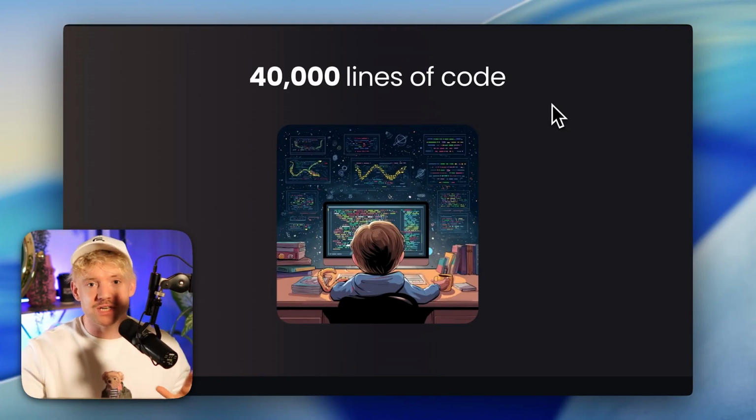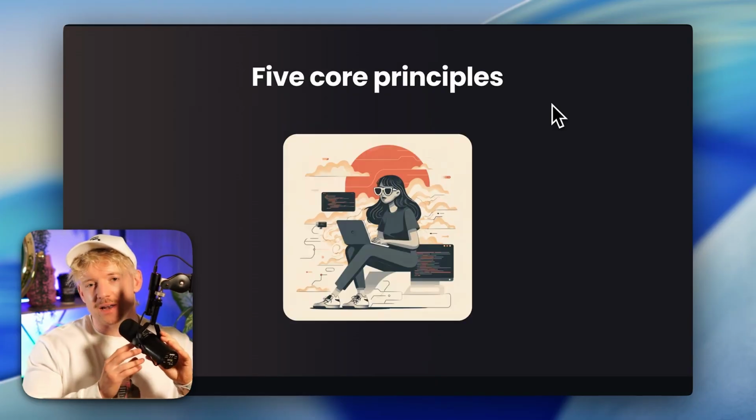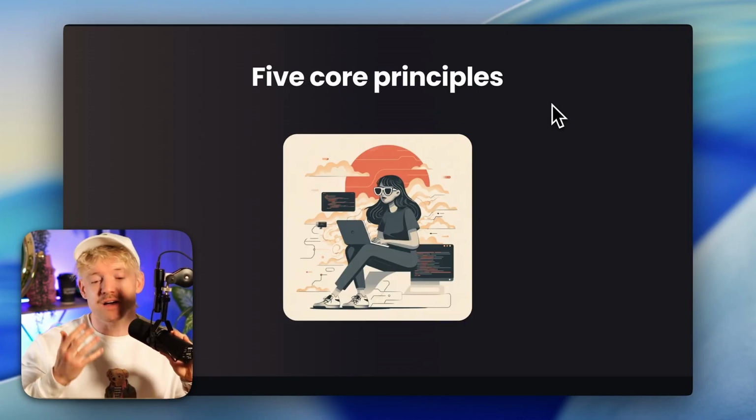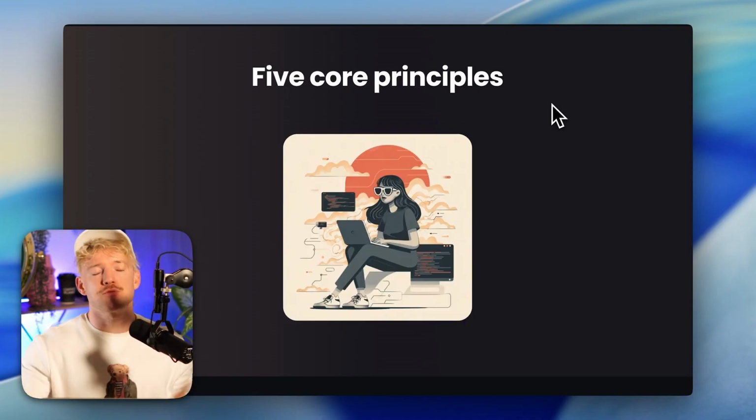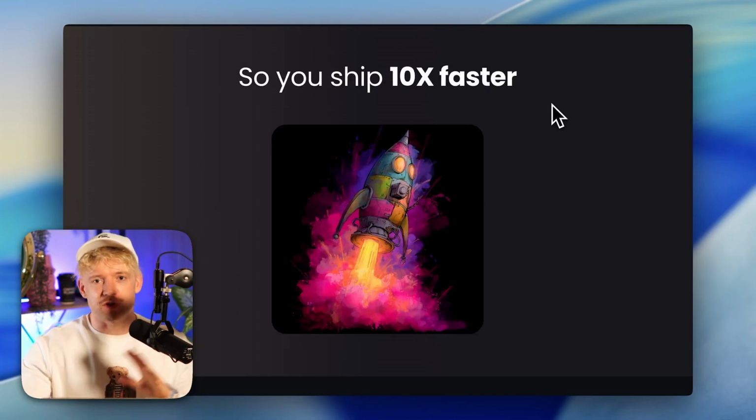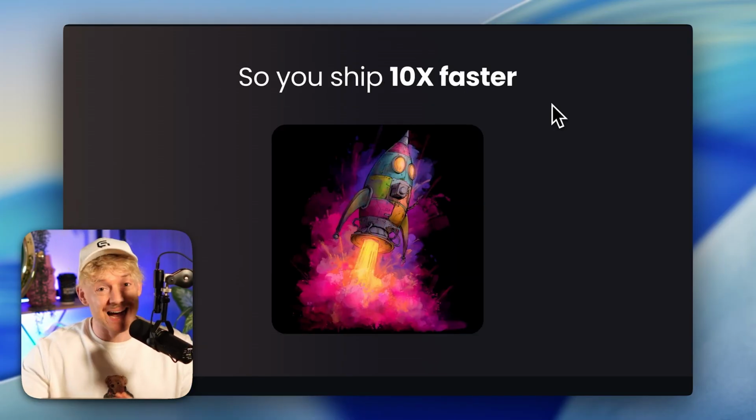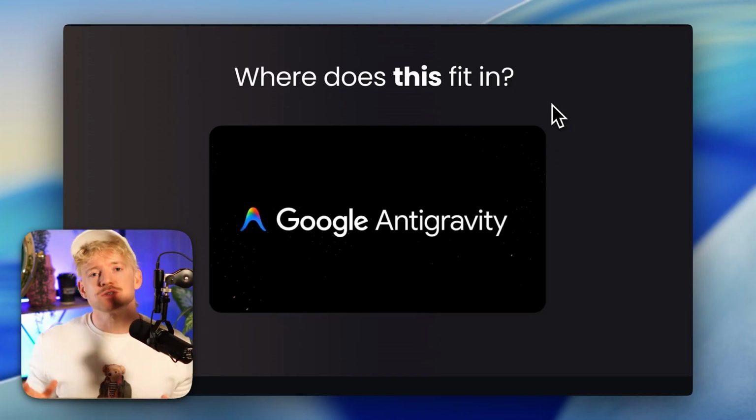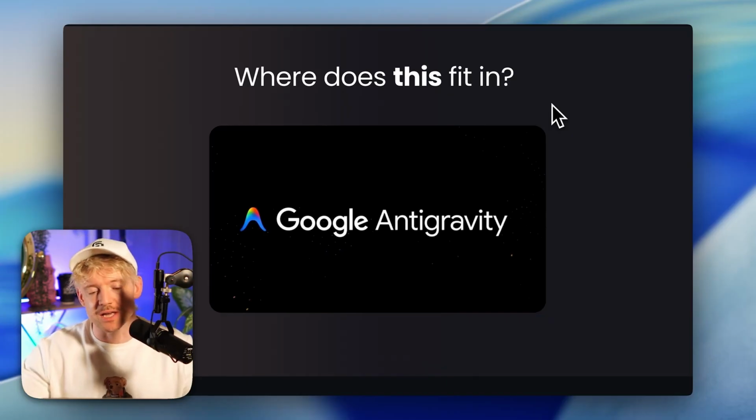So you can tell he's using it all the time, and the things he has to say are super insightful. And what he shared can really be distilled down to 5 core principles that will improve the way that you use any kind of AI coding at all. You can ship basically 10 times faster at better quality. Now, where does Google Anti-Gravity fit into this? Because we've spoken about that quite a lot on the channel, and it is a game-changing coding environment.